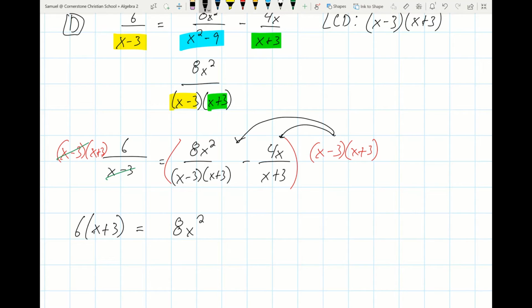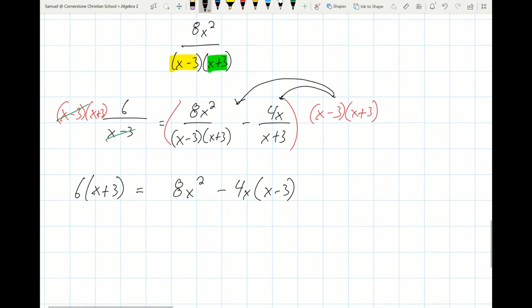Now again, thinking in our heads, if I'm taking this times this quantity here, what's going to happen with the x minus 3 and the x plus 3? Well, the x plus 3's will cancel out. And so I'll have minus 4x times whatever was left, which is x minus 3. So again, we already noticed that I have an x squared in the problem. I'm going to have to probably factor in a minute. Let's get everything to the same side, but start by distributing in both of these cases.